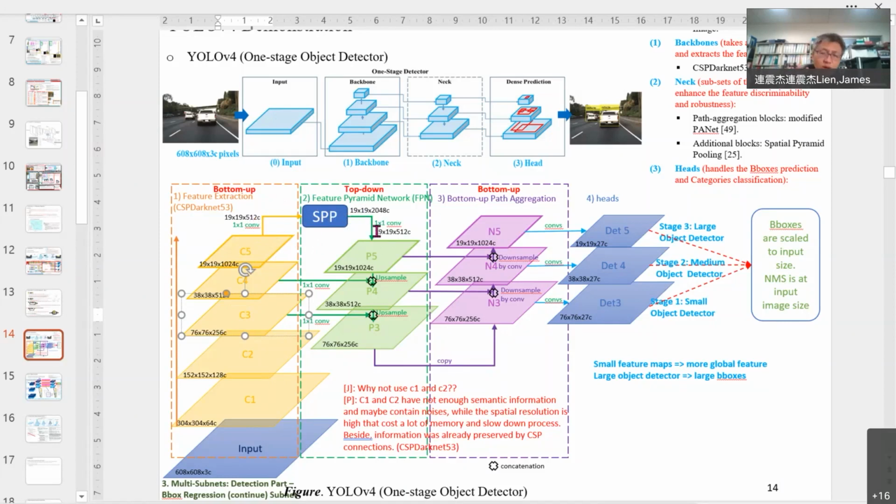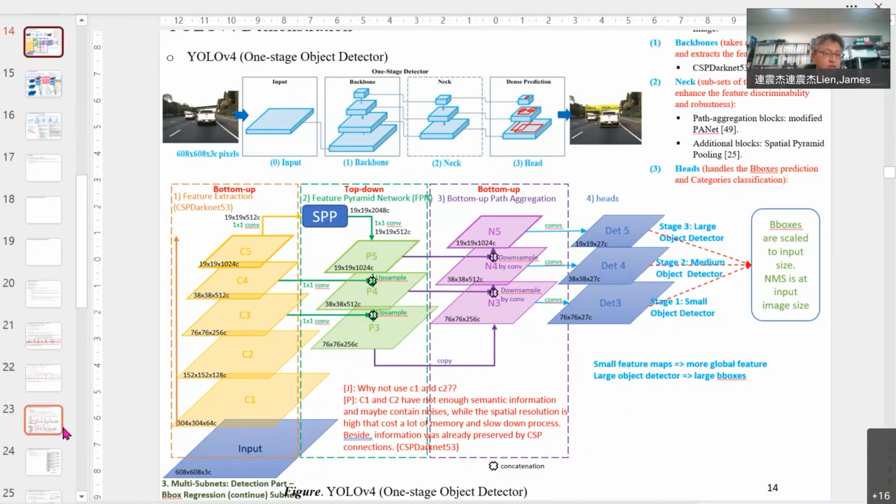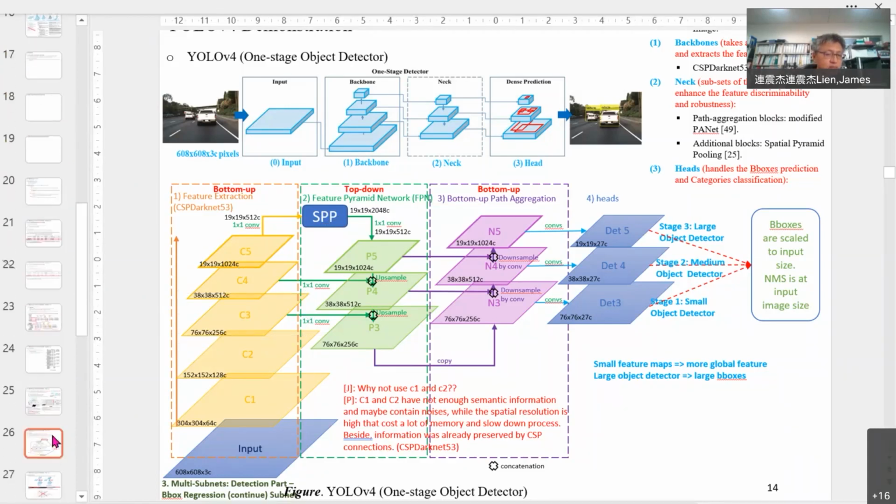For the feature pyramid network, here is a shortcut. But SPP's idea is from the Inception. What's the idea from Inception? It is because they want this path here to be wider. So SPP is wider. Okay.